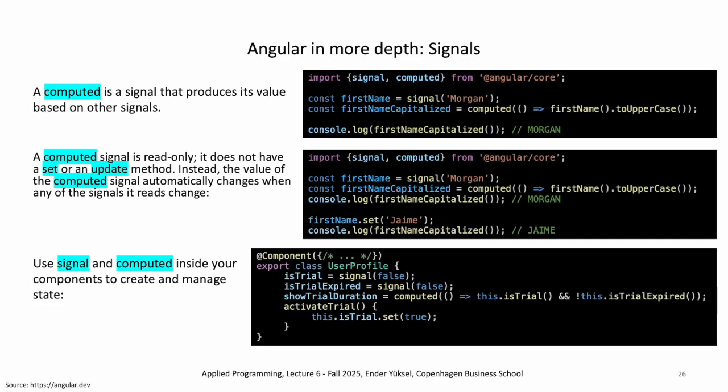After that, we have the method to update state. That's the activateTrial method. It sets isTrial to true when called. This triggers showTrialDuration to automatically recalculate.